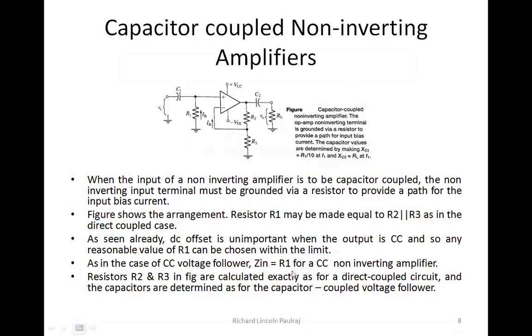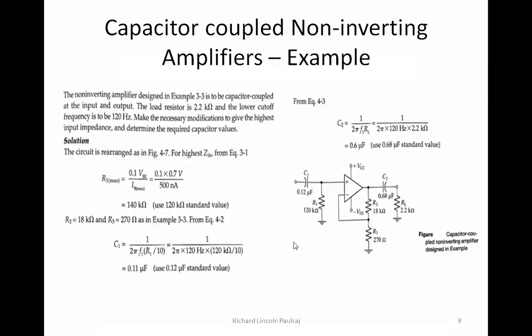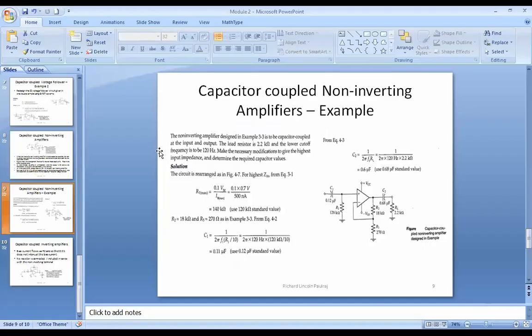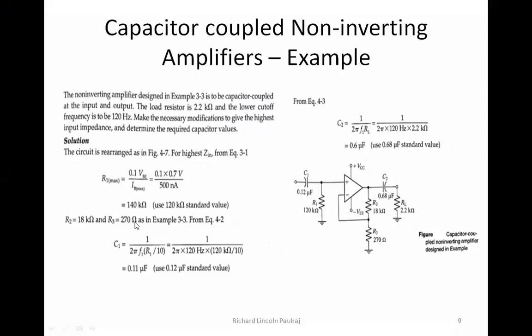Okay, so we will just solve a problem and you will be able to understand, right? I don't know if you all can remember when we were doing direct coupled non-inverting amplifiers, we had solved a problem. Let me just probably take you there. Yeah, that was in module 1. In module 1 we had solved that problem, and we have just brought in those values here, right?